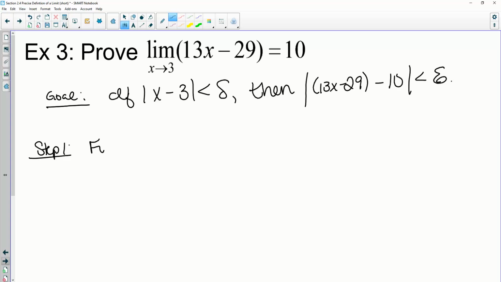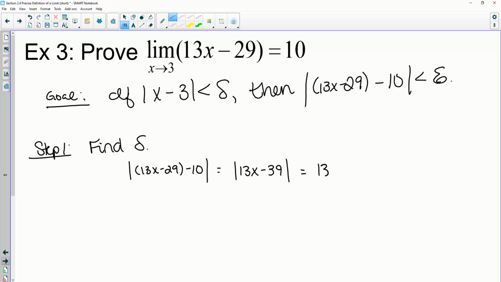So the first step is our scratch work. We have to find a formula for delta. What will be acceptable? How do I have to calibrate my machine so it spits out parts that will work? So we're going to start with the end. When I take the 13x minus 29 minus 10, what can you do in there? Take out 13 and you get 13 times x minus 3. Yeah, it's 13x minus 39.